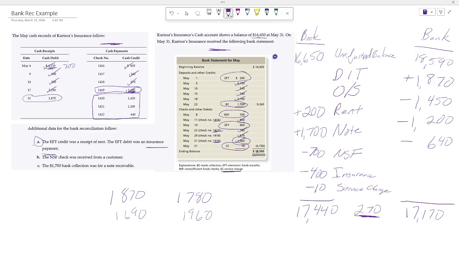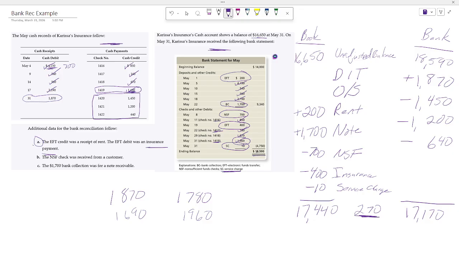And this happens all the time when we are typing in numbers in the computer. We switch things, or when we're reading through and typing things. Yeah, it happens, right? It happens a lot. Which one is more likely the correct number? Again, the bank is more likely to be the right one. So we have to fix our books.